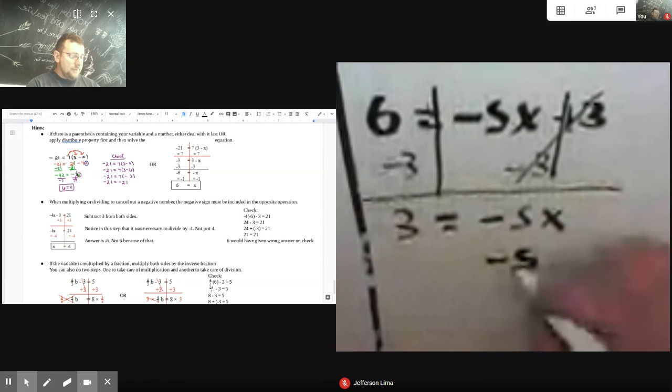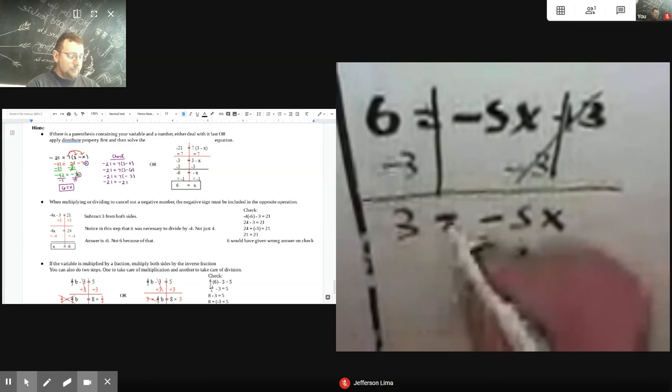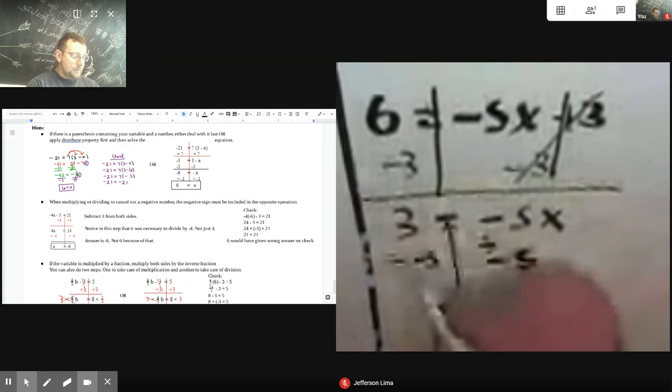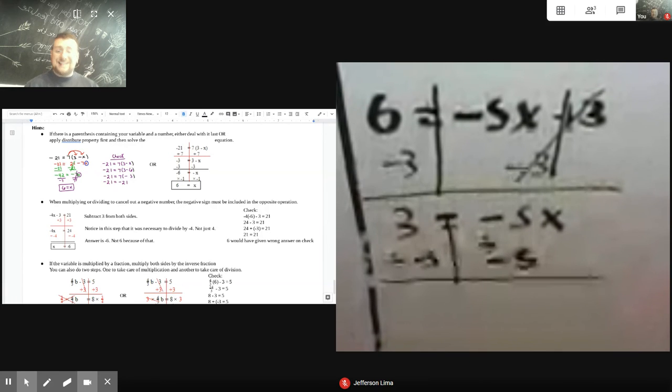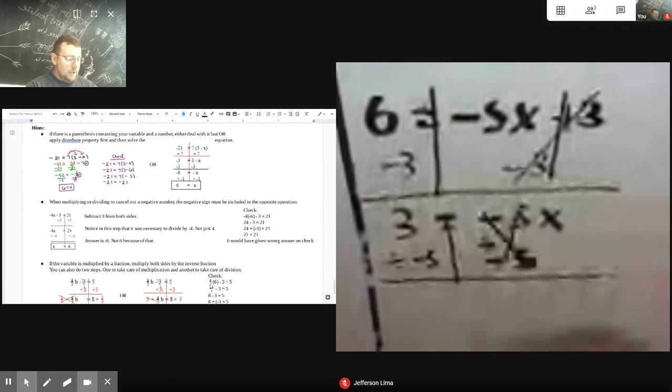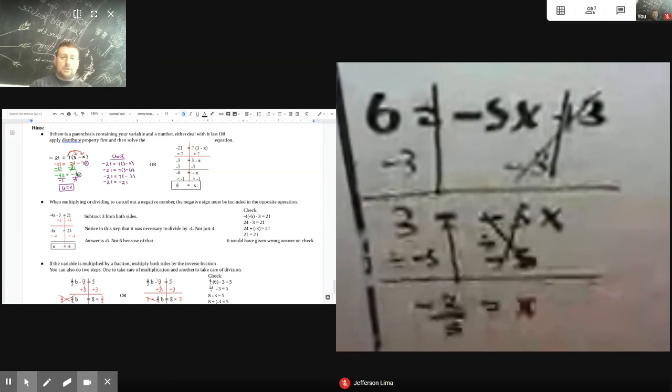So I'm going to divide both sides by negative 5 to get rid of that negative 5. So the number is not 5, it's negative 5. So it's negative 5 that you have to divide both sides by. When you do that, these cancel out, and you have your answer. X equals negative 3 over 5. And if you plug that into your original, you should find that it works out.